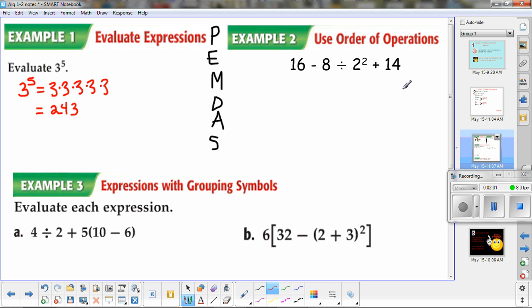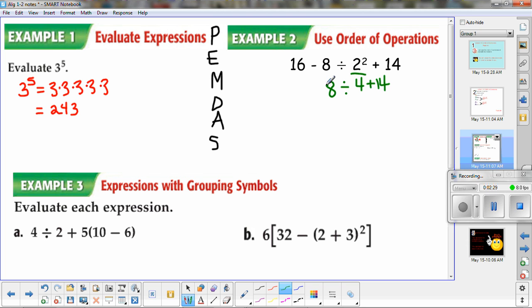Now, example 2, we move on to use the order of operations. I do not have anything in parentheses or other grouping symbols, so I'm going to go ahead and move on to the E for exponents. One thing I'd like to see while you're doing your work is to underline the part of the problem you're doing. 2 squared means 2 times 2, which is 4. And then I'd like you to rewrite everything else. Basically, you're going to do one step at a time.